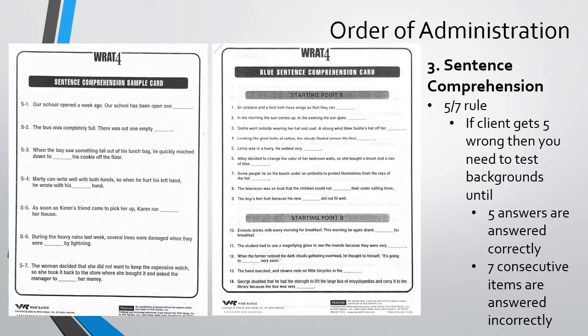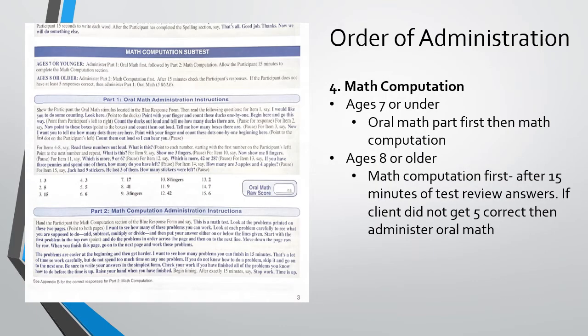Once this is done, you will go back to the last question that they got wrong in the original starting point. You will then do these questions until the client gets 7 consecutive questions incorrect, or you get to number 50.